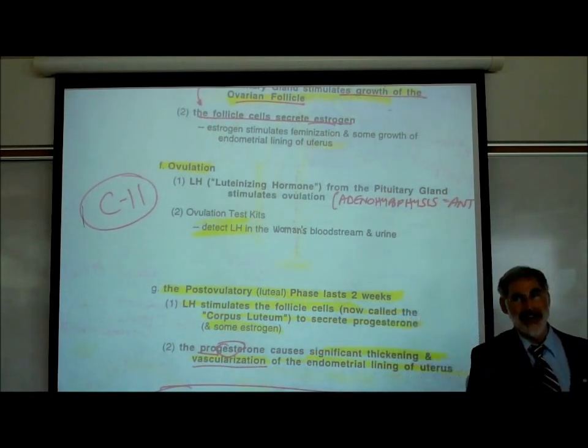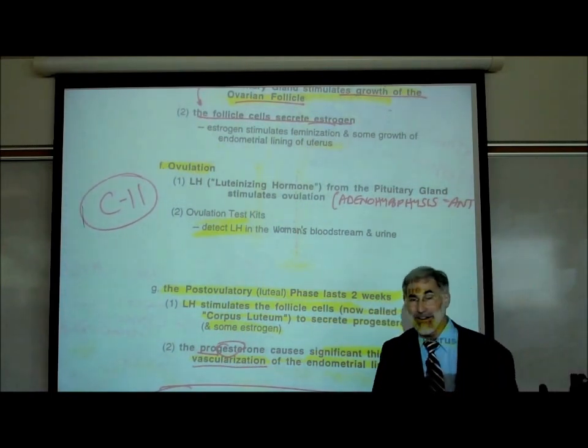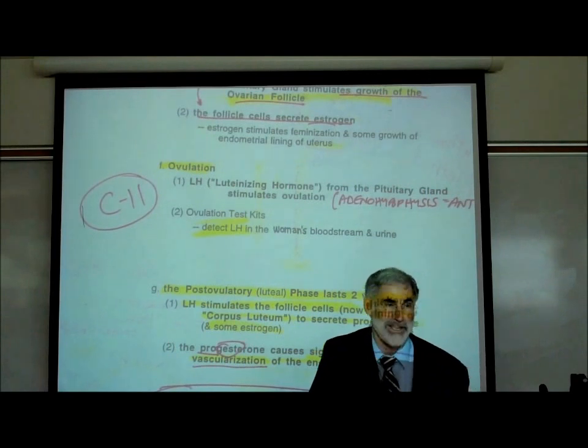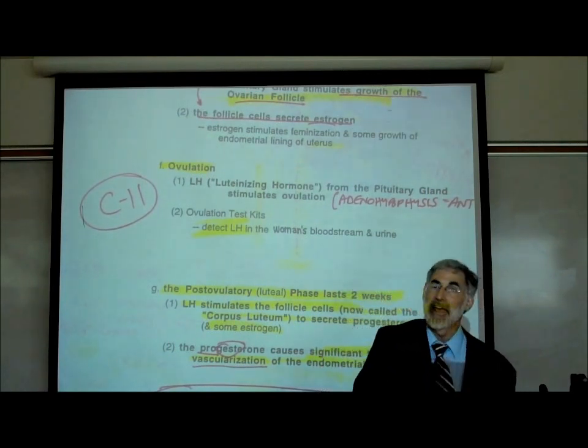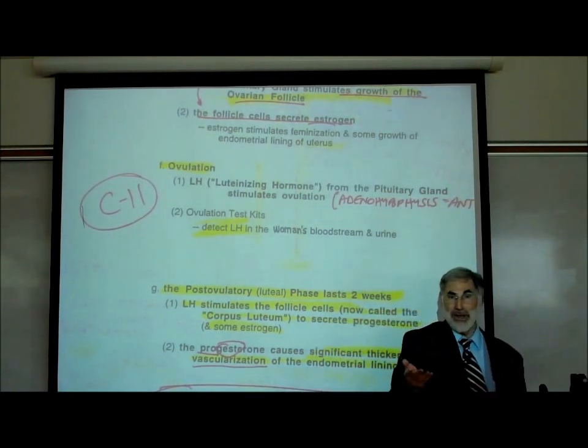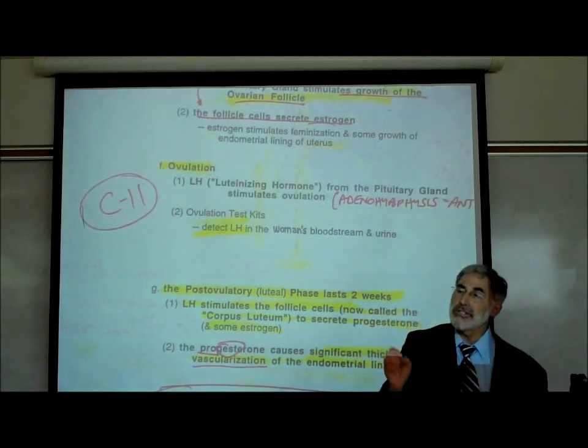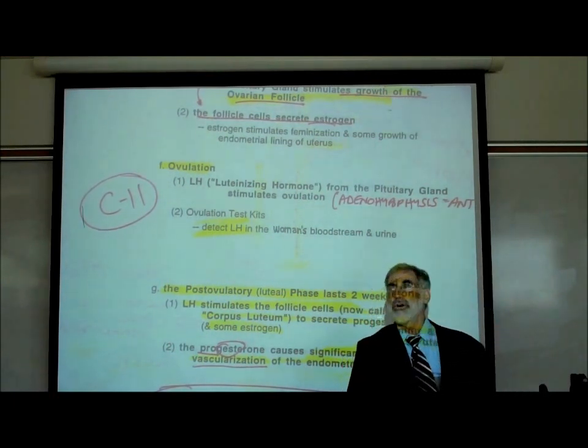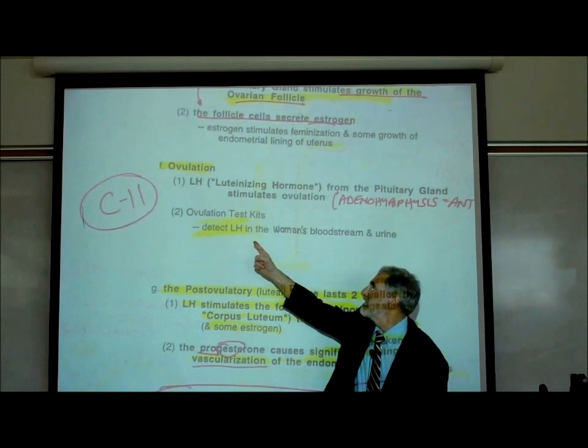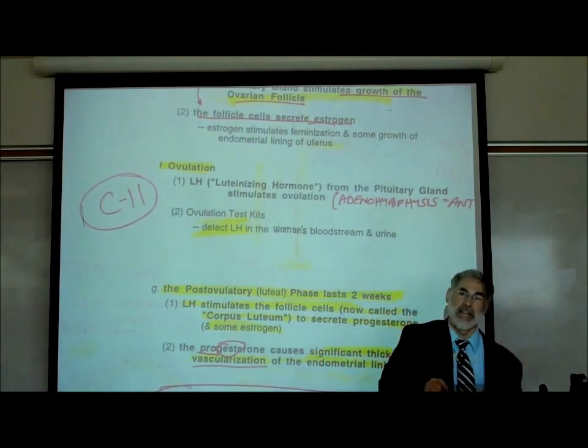It would be true of illegal drugs. If they wanted to know if you're using cocaine, they don't have to ask for a blood sample. They could just say, look, I want a urine sample. And if you got cocaine in your blood, you'll have small amounts in the urine. So the same is true for hormones. So the ovulation test kit is designed to test for LH.